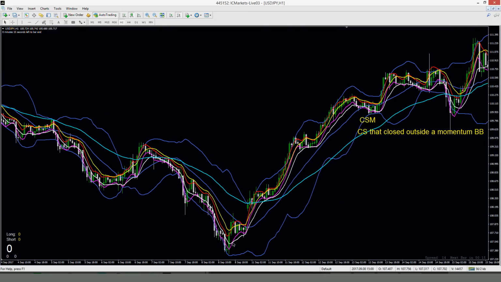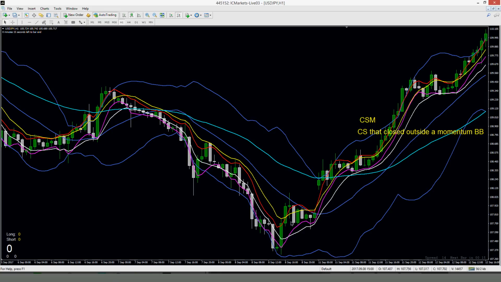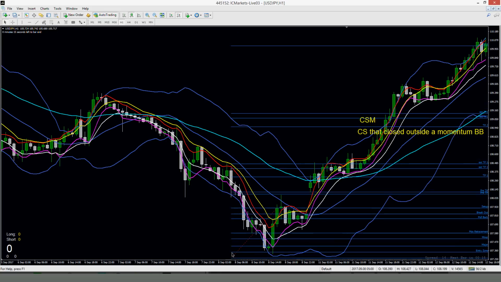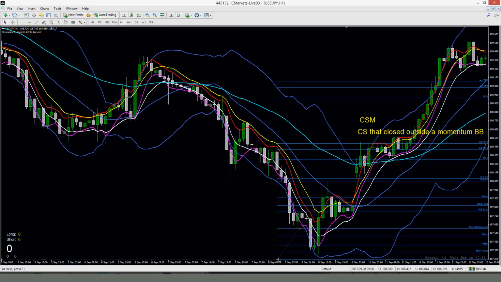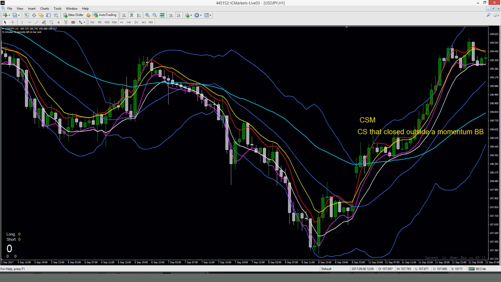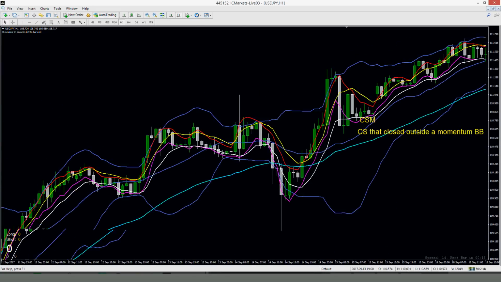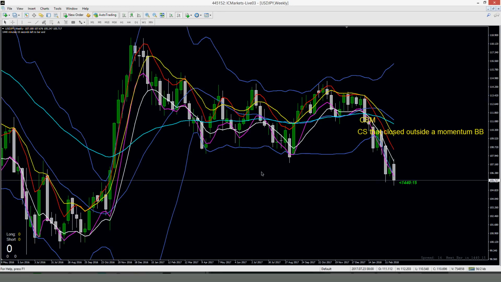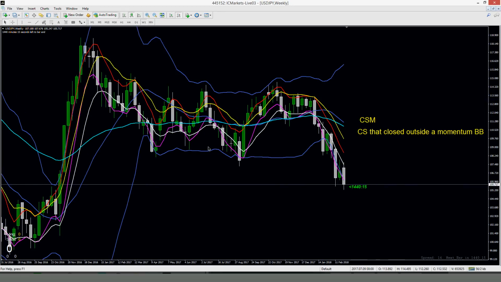Okay, so on the H1 you also have MHB as well. So this one allows you to actually enter the market on a buy market. So you have a re-entry buy over here for that particular market. Okay, so let's just go back to weekly.